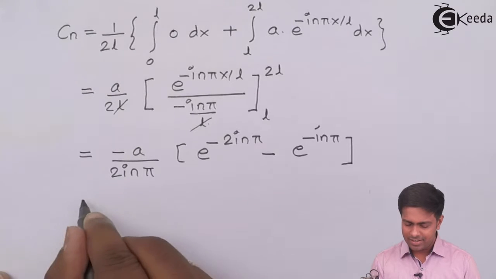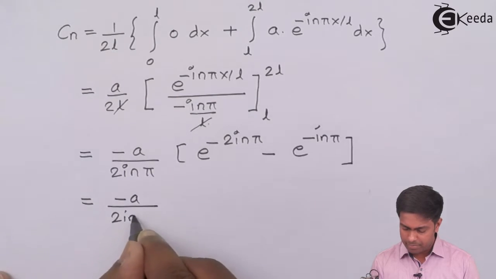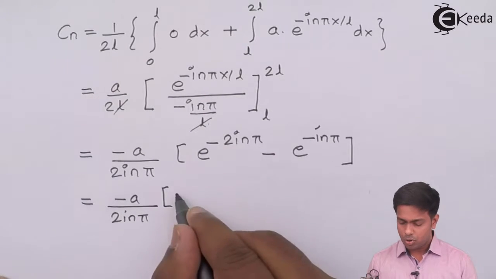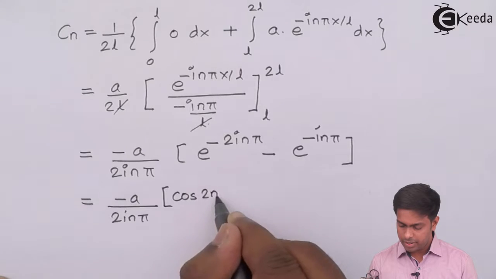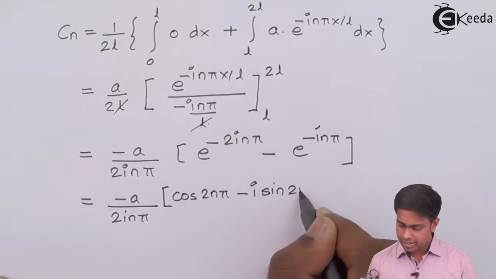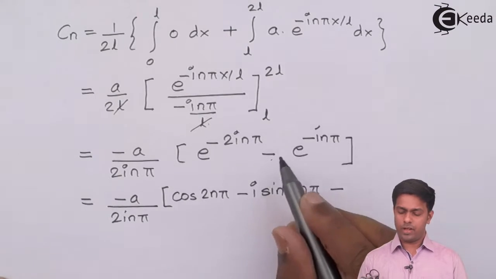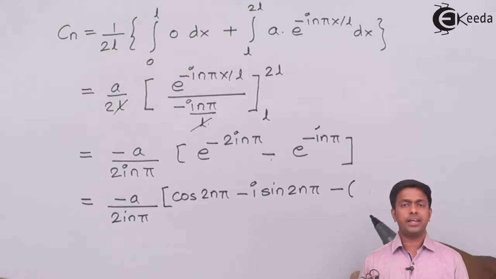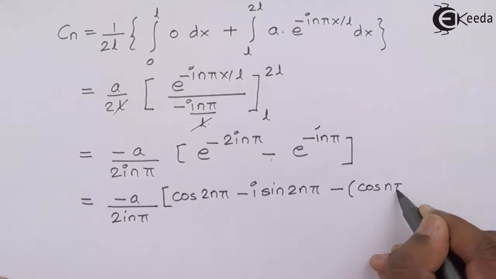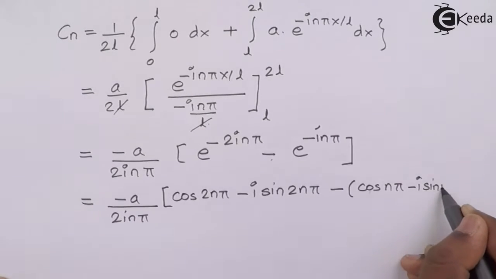So we'll get negative a upon 2i n pi, and in the bracket this term will become cos of 2n pi minus i sin 2n pi minus, so negative sign is there, we have one more term, so I'll write that term in bracket, and this will become cos of n pi minus i sin n pi.